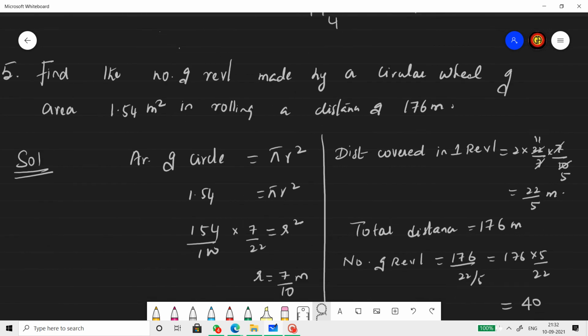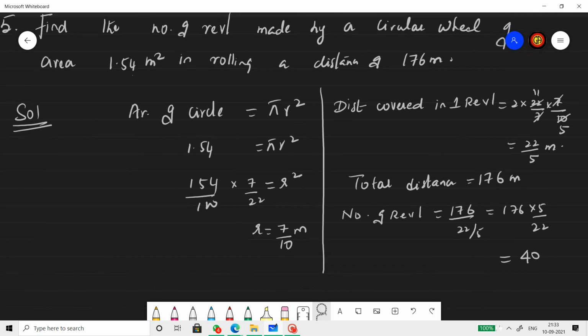Question number 5. Find the number of revolutions made by a circular wheel of area 15.4 meter square in rolling a distance of 176 meter. So distance totally covered by the wheel is 176 meter. And the area of the wheel is given. Normally radius or diameter will be given, but instead area is given here. So from area we will find the radius first. Area of the circle is pi r square. 1.54 equals pi r square. And then with this we find r as 7 by 10.